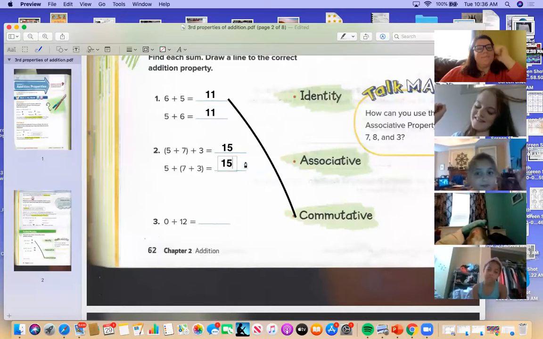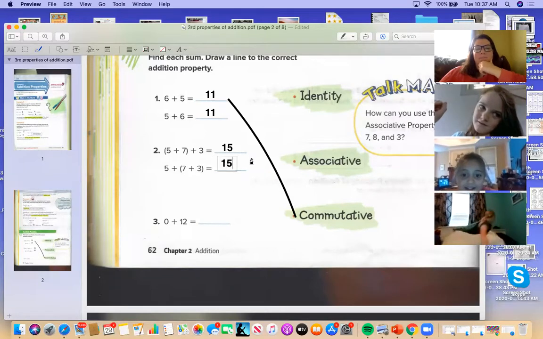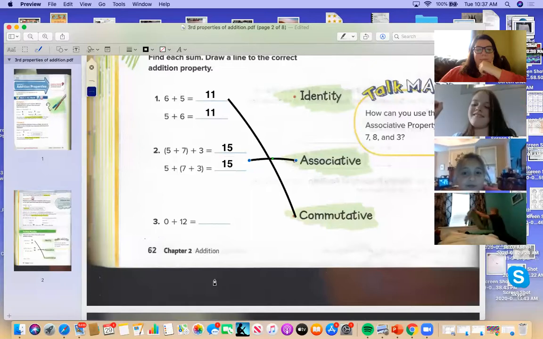Identity? No. Remember, identity is whatever we add to 0 is that number. So it's the other one, it's the associative. Associative.